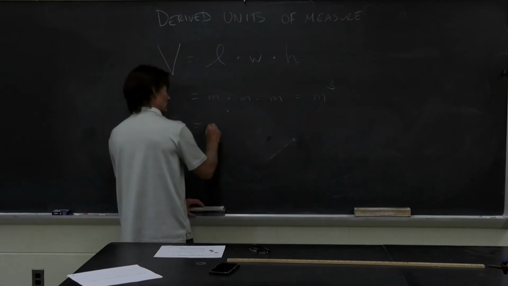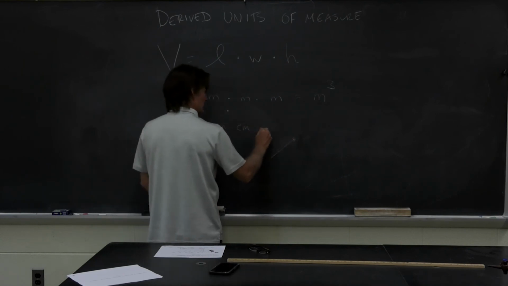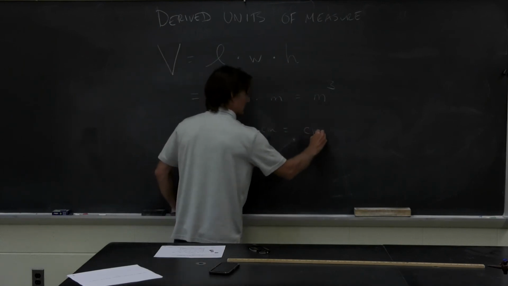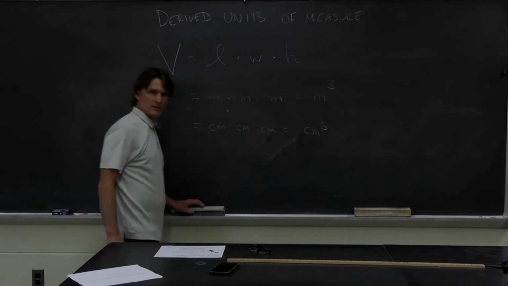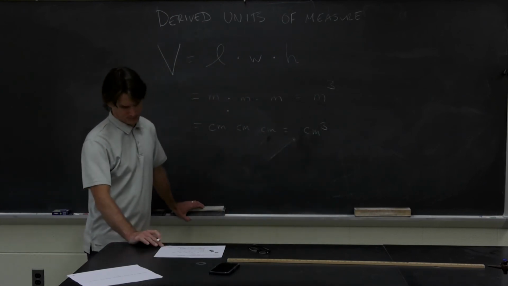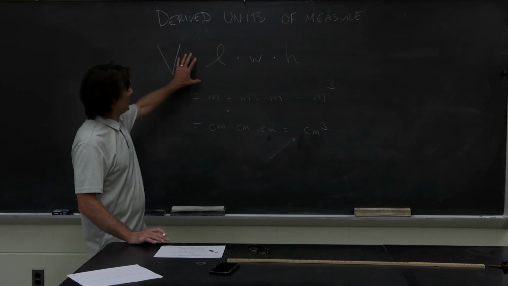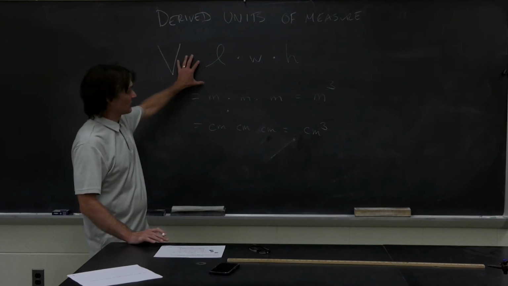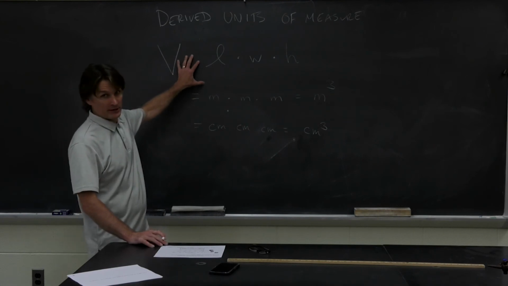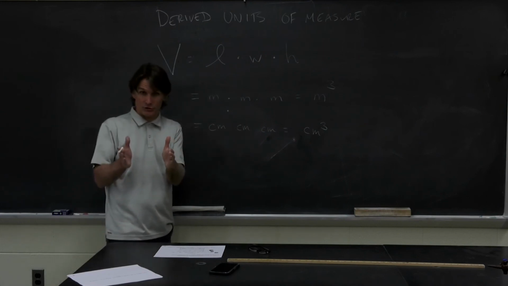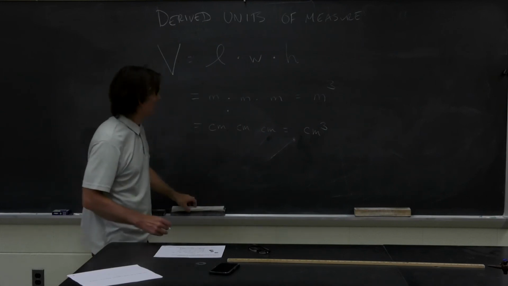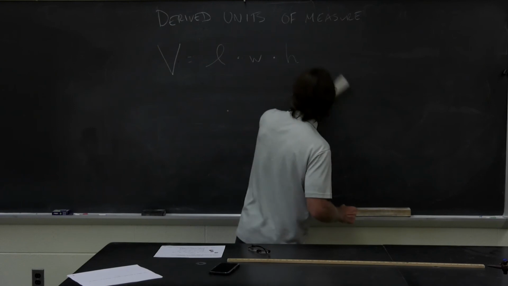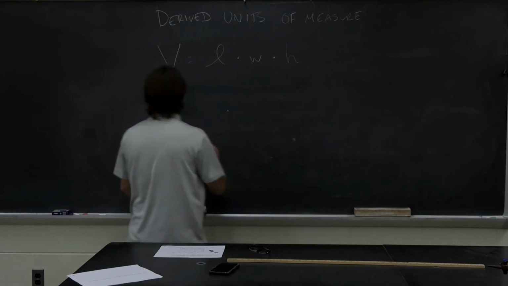We could also do a centimeter times a centimeter times a centimeter. That'd be a centimeter cubed. I think you get the point here. This equation for volume is reserved for rectangular solids, so that's things that are straight on each edge. There are also other volumes that you should be aware of.